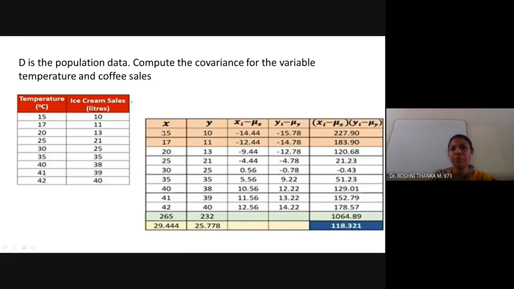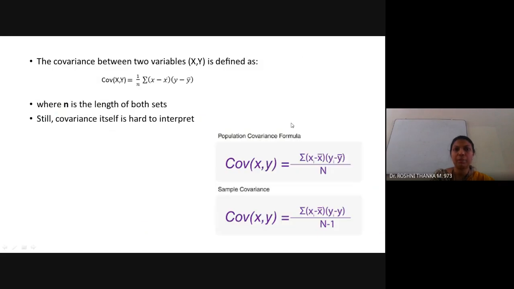For every individual value of x, I have to find how it varies from the mean value, and we have found these values. Again for every y value, I have to find how it varies from the mean. So by checking the differences, we then have to multiply. After multiplying according to this formula, we sum all of these up and then divide by n.